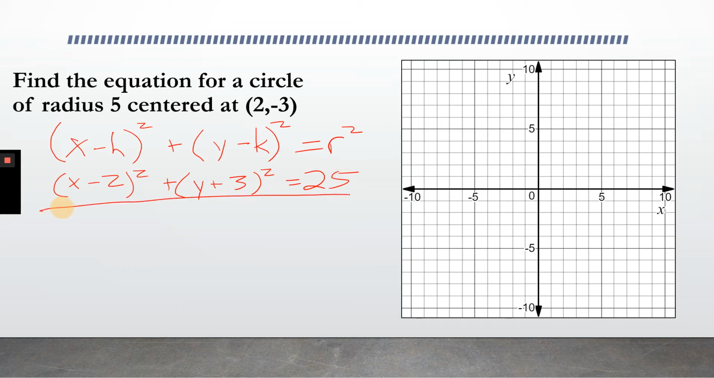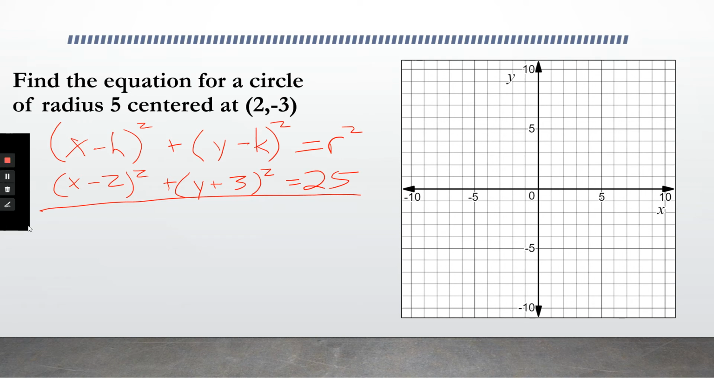But let's say we can't remember the standard equation for a circle. If that's the case, we can use the fact that the definition of a circle is the set of all points the same distance away from a center point.